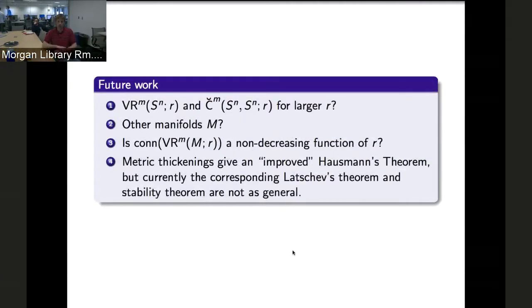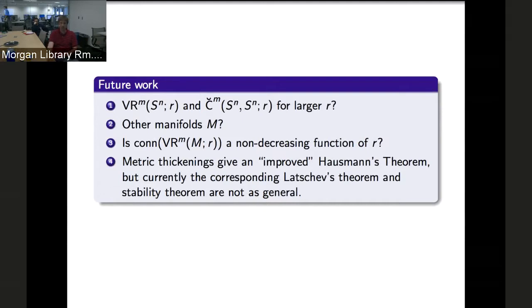To conclude, I think it'd be fun to try to learn what you can say about Rips complexes or intrinsic Čech complexes of spheres at larger scale parameters. Essentially nothing is known. What can you say about other manifolds? So what's the metric thickening of the flat torus at higher scale parameters?